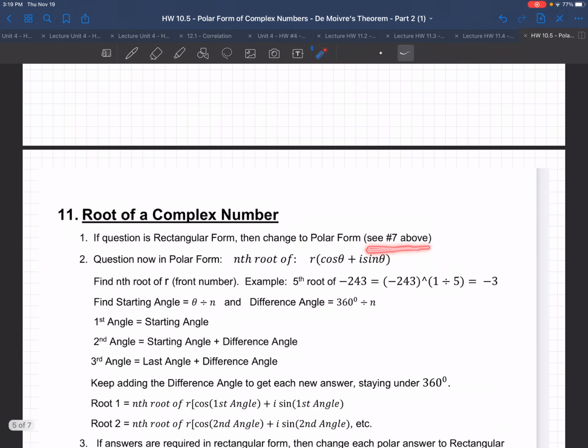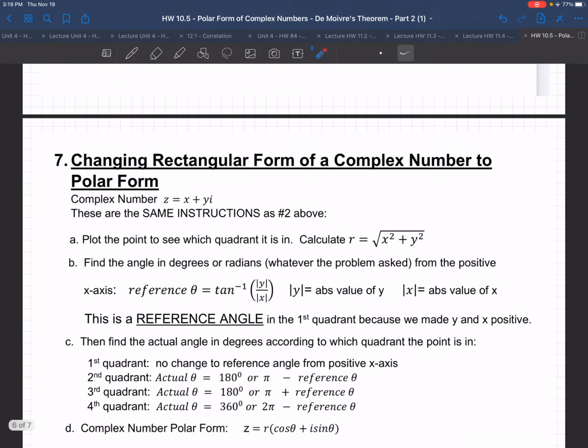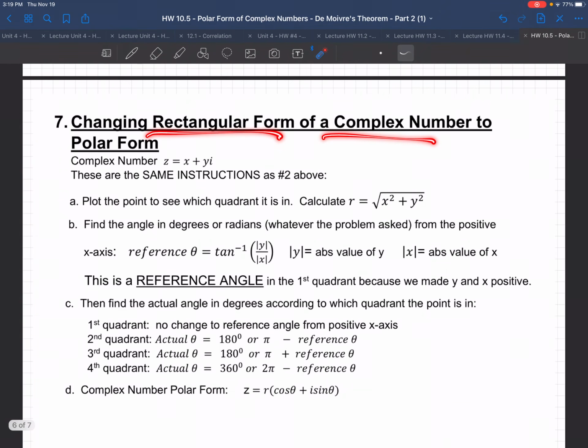See number 7 above. So I'm going to actually put number 7 here. Changing the rectangular form of a complex number to polar form, how do we do it? Plot the point to see which quadrant it is in. Calculate R.